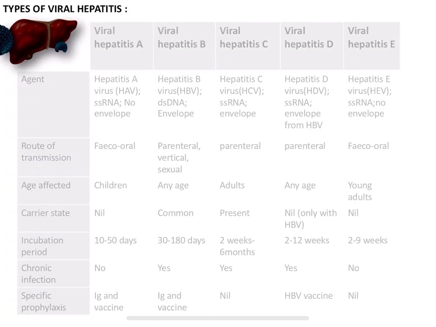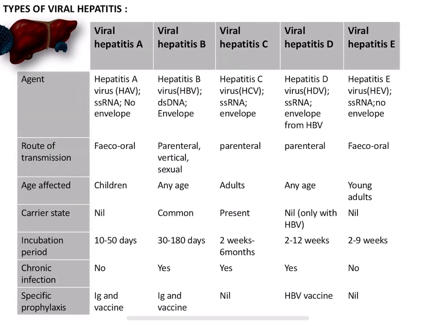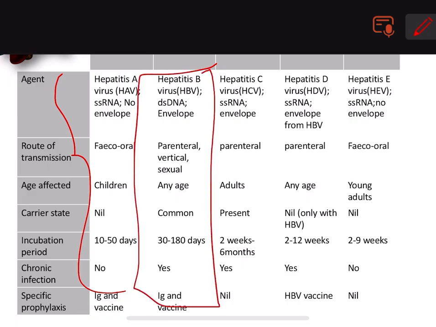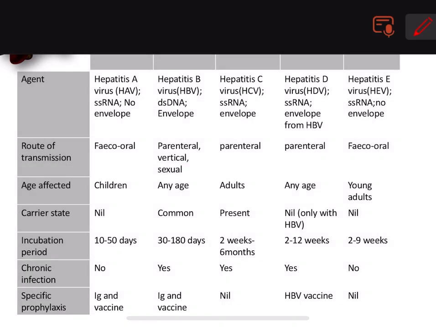Moving further to the types of viral hepatitis, we have viral hepatitis A, B, C, D, and E. The viral hepatitis A was discussed in detail in a previous session. You can find it in the playlist. Here, in today's session, we will completely focus on hepatitis B. So let us quickly go through it.